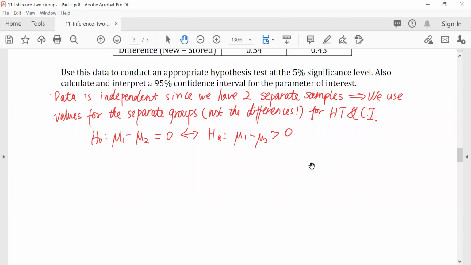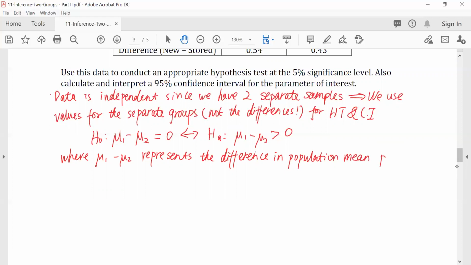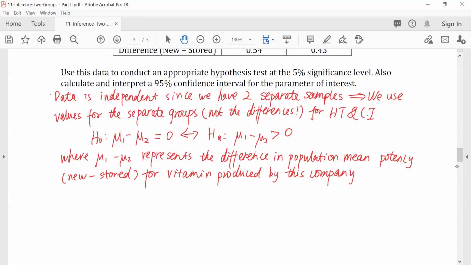So here is the first step, where mu1 minus mu2 represents the difference in population mean potency, that is the new minus the stored, for the vitamin produced by this company. So this is the first step.